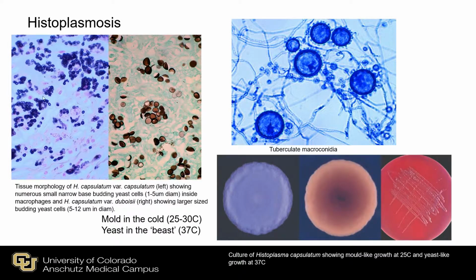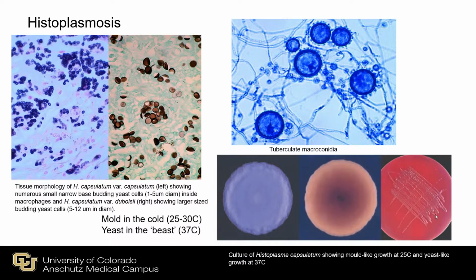So this is typical Histoplasma capsulatum, which shows these tiny oval yeast forms. And this is Histoplasma capsulatum variant duboisii, where you see these much larger yeast forms, which look like Blastomyces. And as you can see here, these are the tuberculate macroconidia when you grow them in cultures at lower temperature. So this is an example of a dimorphic fungus.